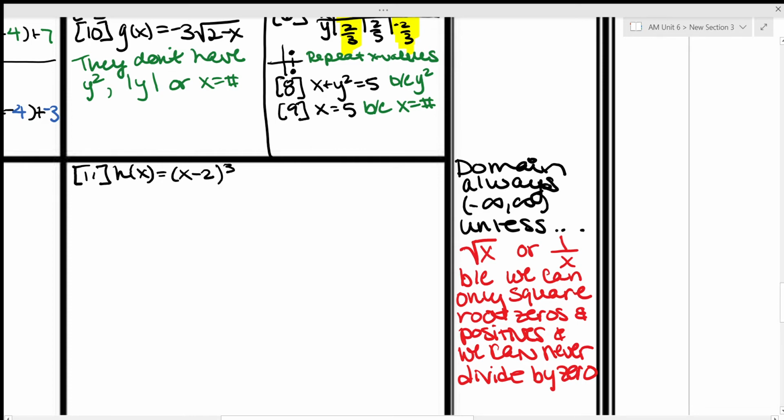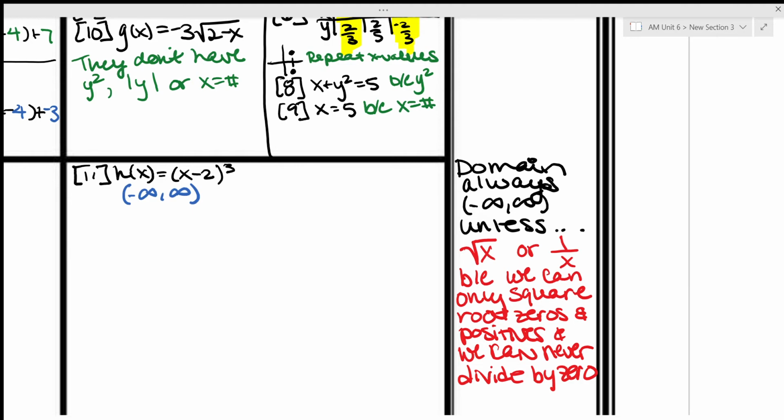This is a cubic equation. Does it have a square root? Nope. Does it have an x in the denominator? Nope. So what's the domain? Negative infinity, infinity. Yep. It's a bullshit question, I know. I think it's because they freaked out at the fact that they see a cube root. Oh, yeah. For sure.